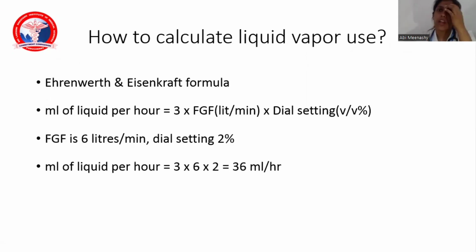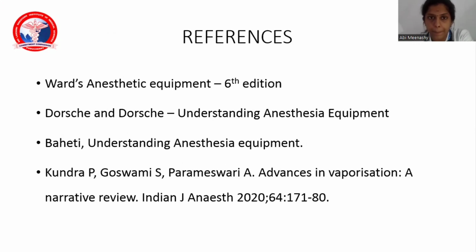So how to calculate how much liquid is being used? It's according to the Ehrenwerth and Eisenkraft formula. Milliliters of liquid used per hour is 3 into the fresh gas flow into the dial setting, whatever concentration you are setting. For example, if the dial setting is 2% and the fresh gas flow is 6 liters per minute, ml of liquid used per hour is 3 into 6 into 2, that is 36 ml per hour. That is how we calculate how much agent we are using up in an hour.